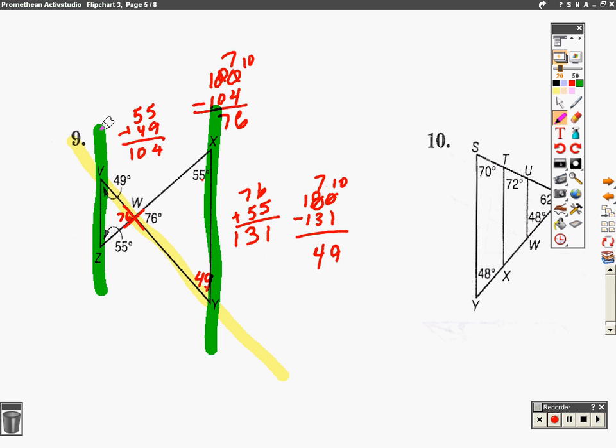And just extend those. What you may notice is that this angle right here and this angle right here are alternate interior angles, and they happen to be equal. Therefore, we know by the converse of the alternate interior angles theorem, VZ and XY are both parallel lines.